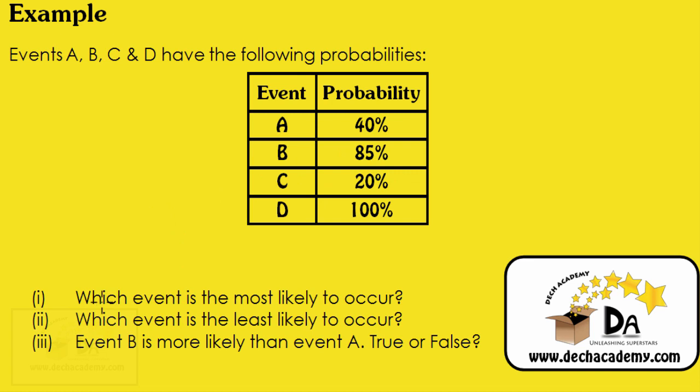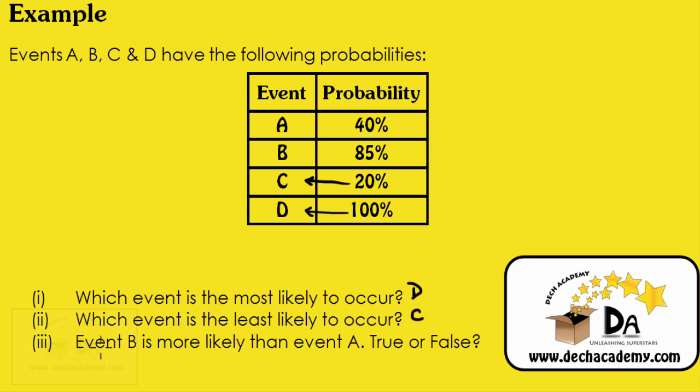The first question asks the following. Which event is the most likely to occur? Of course, that's going to be the event with the highest probability. On this table, we have the following probabilities: 40%, 85%, 20%, and 100%. The highest is 100%, and that corresponds to event D. Second question asked, which event is the least likely to occur? That's definitely going to be the event with the smallest probability, and that's 20% here, so event C.